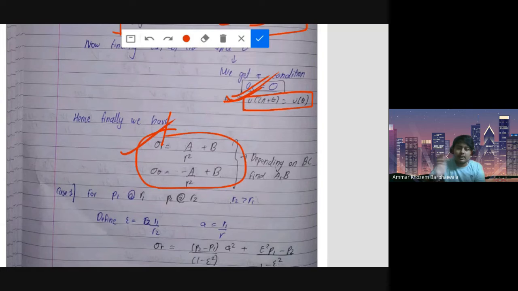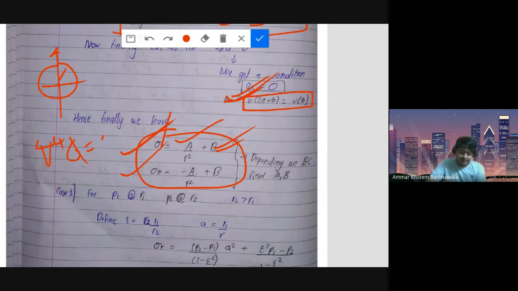If we have an axisymmetric problem, it's not dependent on theta. It's basically a circular problem, the same for every theta. For that case, we have our sigma r function as a by r square, and sigma theta as minus a by r square plus b. Depending on the boundary condition, now that we have the solution, this solution satisfies the Laplace equation, gradient square square of phi equals 0. So now we can write every boundary condition and find the constants a and b.